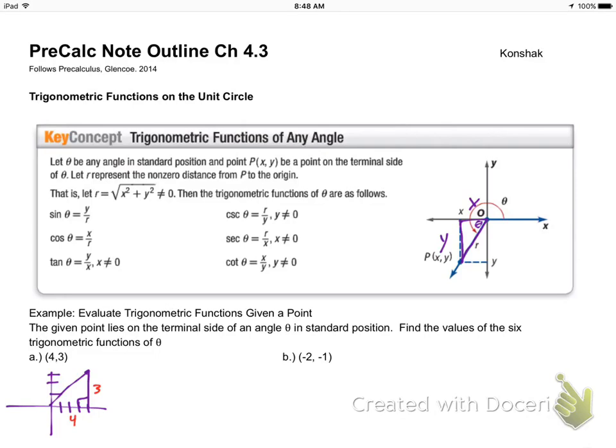Pythagoras Theorem, basic. And so, r is equal to the square root of 3 squared plus 4 squared, which is the square root of 9 plus 16. 9 plus 16 is 25. Square root of 25 is 5. So, that means the hypotenuse is 5.